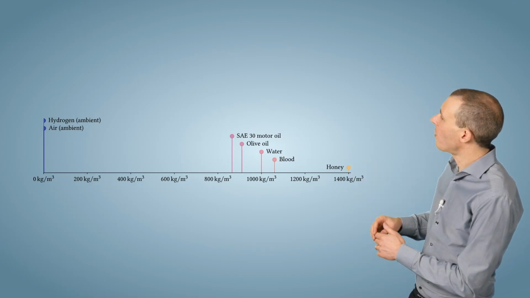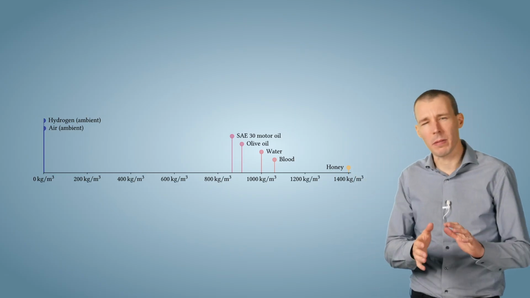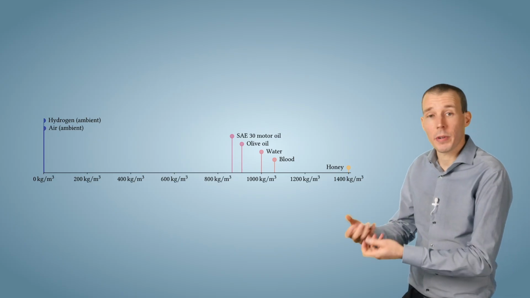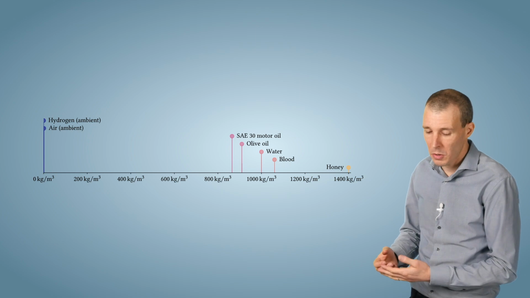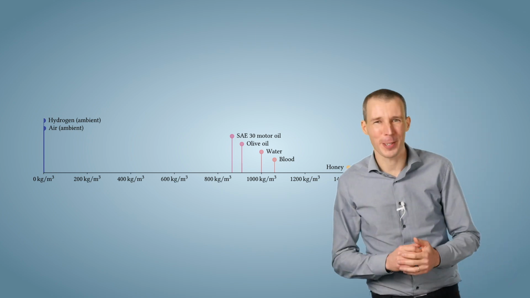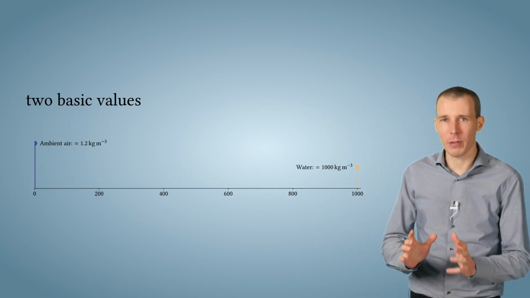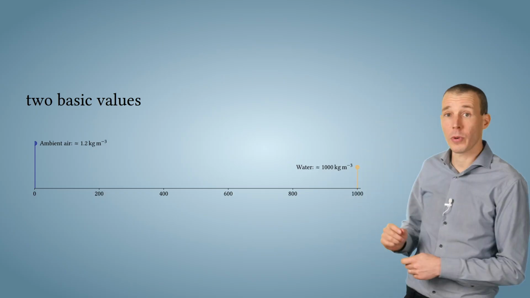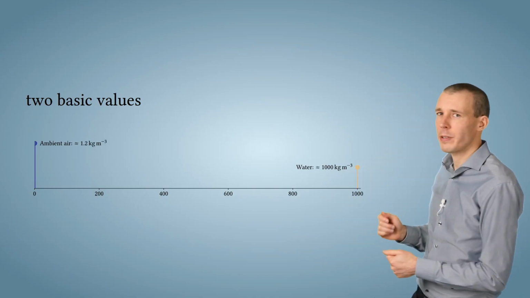In red here on the diagram, around water I have added a few values. Oils are a bit less dense at about 850, 900 kilograms per meter cube. And blood is a bit more dense than water. Blood is essentially made of water with added solids. And completely on the right of the axis, I have added honey at approximately 1,000 kilograms per meter cube. In all of those, you should keep two values in mind. These are for air, 1.2 kilograms per meter cube at ambient conditions, and liquid water, 1,000 kilograms per meter cube.